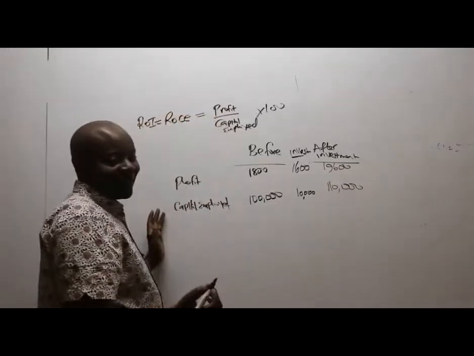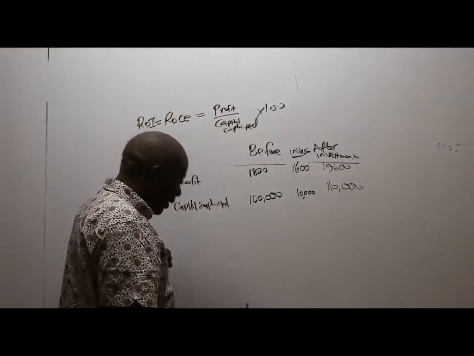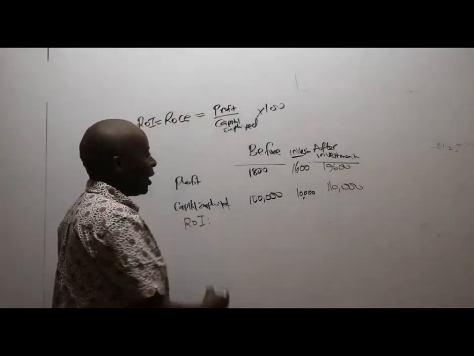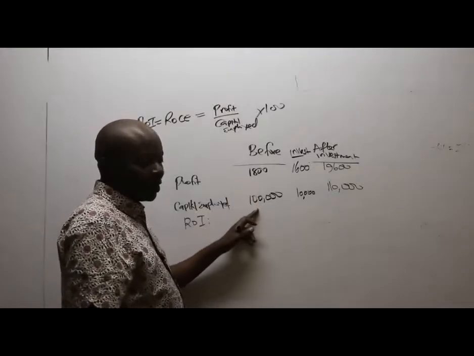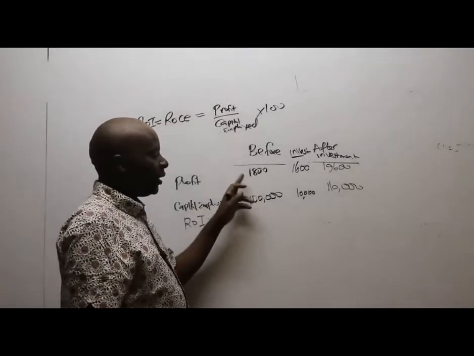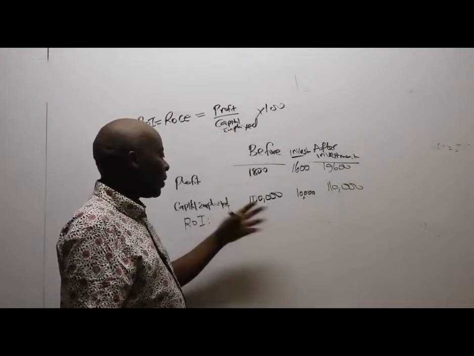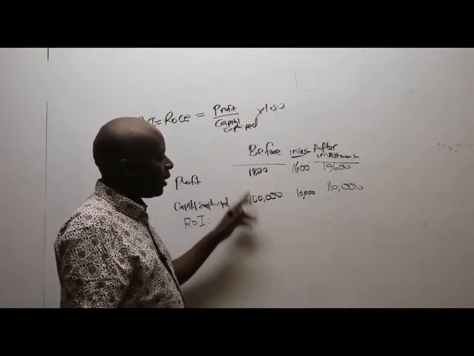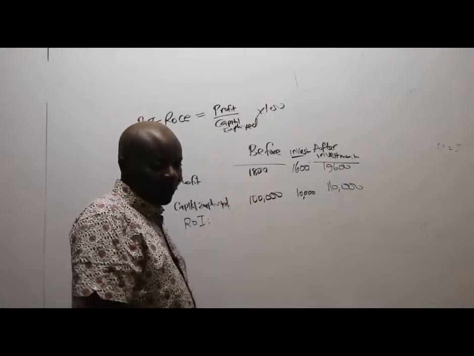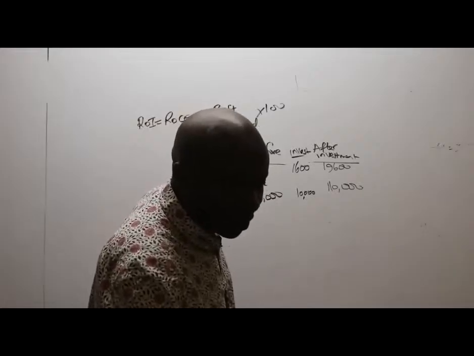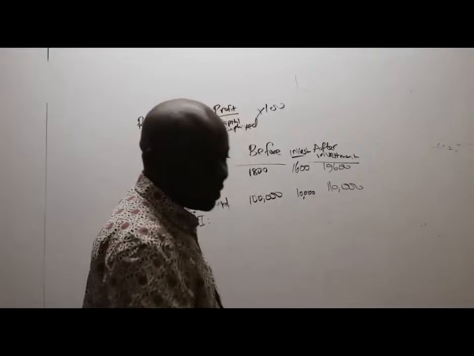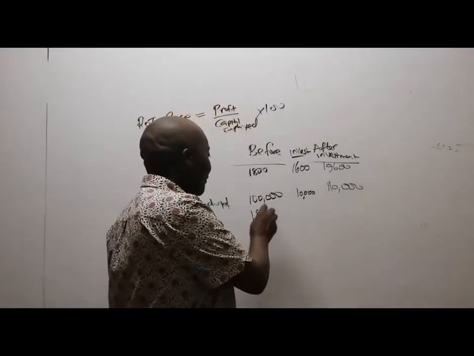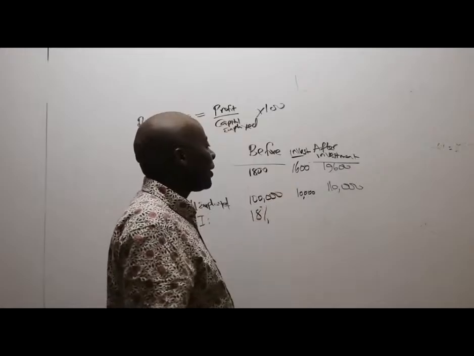So now come and give us the ROI. It will be 18,000 divided by 100,000, times 100 if you wish to make it a percentage. So before will be what percentage? Somebody is telling me 18%. Somebody had gotten these figures. 18%.